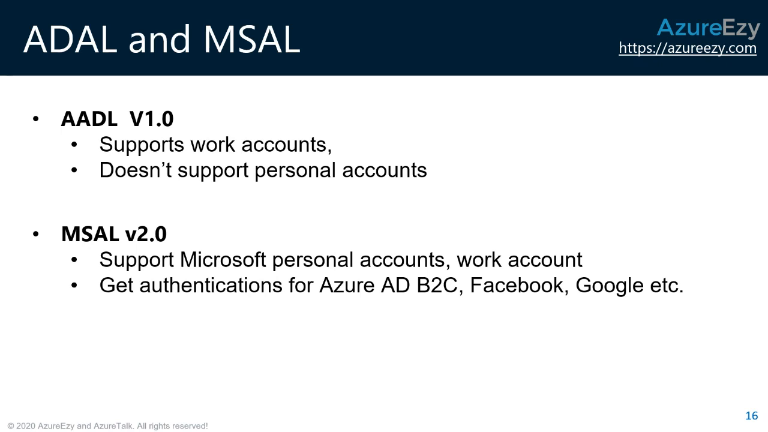What evolution happened from the Active Directory Authentication Library to the Microsoft Authentication Library? Version 1.0 supports your work account but doesn't support your personal account. MSAL 2.0 supports personal accounts as well as work accounts. Using MSAL 2.0, you can also authenticate using Azure AD B2C or a public identity provider like Facebook, Google, or LinkedIn. So you can use those as well.